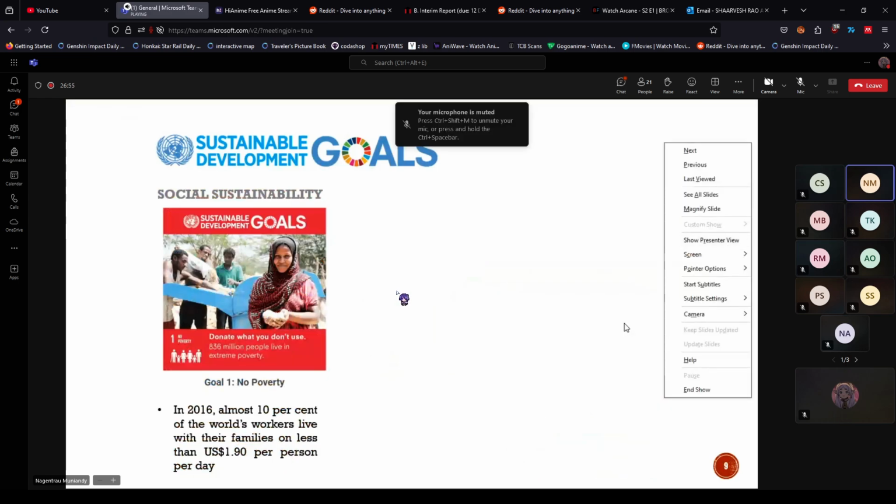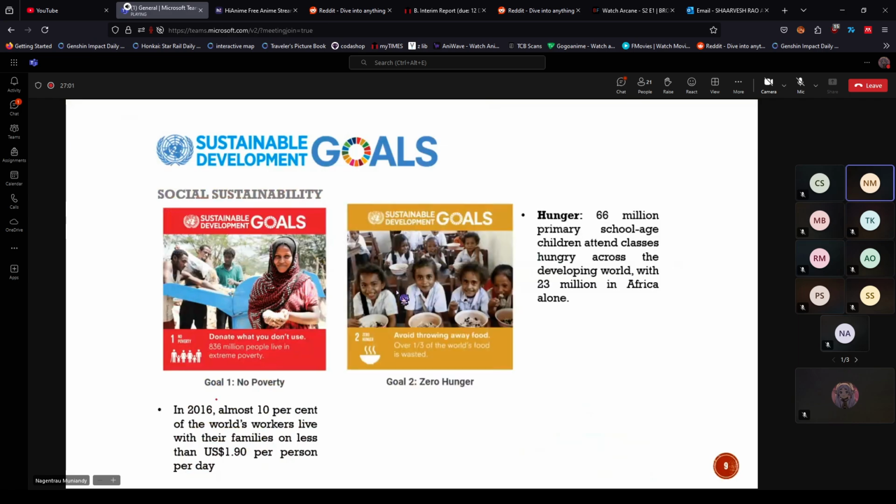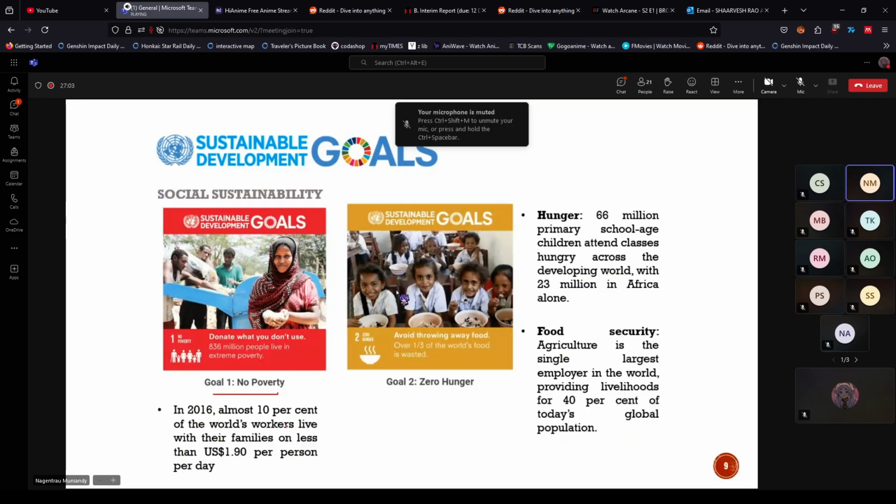Talking about the sustainable development goals, let's go one by one. For example, goal number one, no poverty. There are a few case studies to check whether this goal is changing the lifestyle of the people or not. For example, in 2016, almost 10% of the world's workers had an average income of around $1.90 a day, which is very low. When we introduced these SDGs, we could focus on certain goals which can improve the wages of a person.